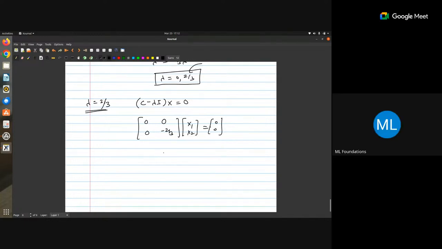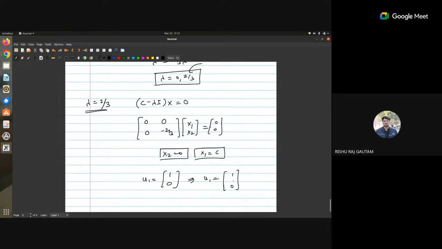So here x2 will be 0, and then x1 is anything. x1 can be c. So my eigenvector u1 is c times 1 0, where c is 1 basically. And the normalized u1 is what? 1 0 only. Correct, right? The length is 1. So this is fine. This is the basis of that vector.